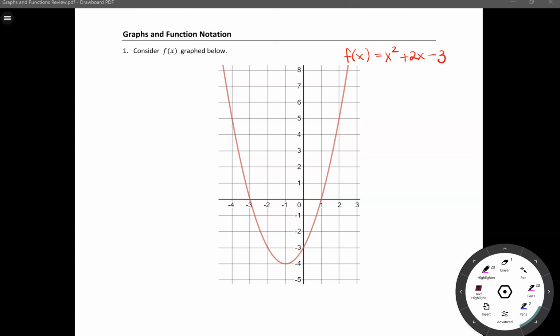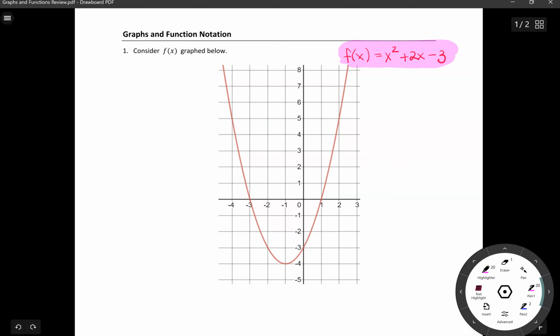In this video, we're going to connect the graph of a function to its function notation. So we're going to practice reading points off this graph and writing them as function notation and vice versa. I have given the rule here for the function.